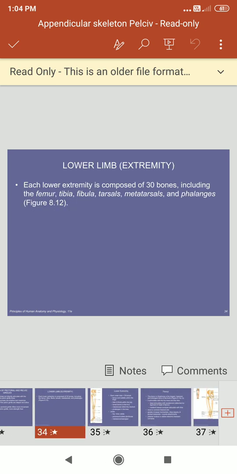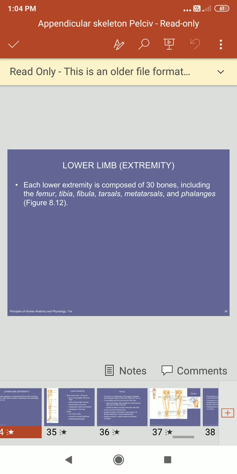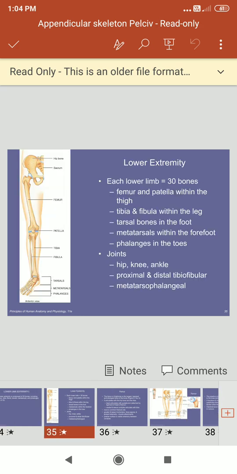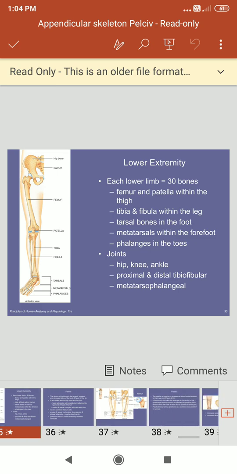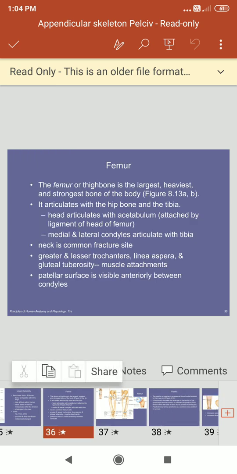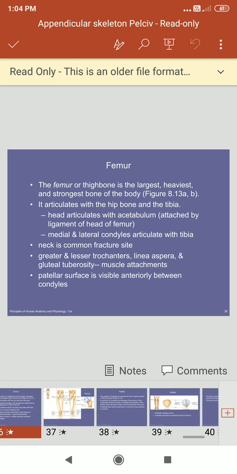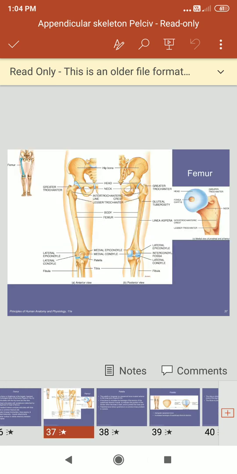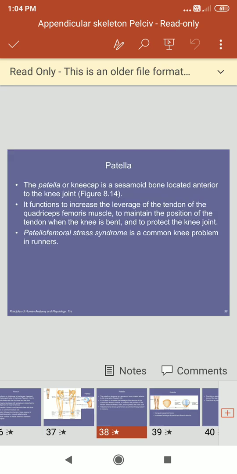This is the lower limb extremity, with 30 bones present. See, this is the lower extremity of the joint and lower limb. The femur or thigh bone is the largest, heaviest and strongest bone of the body. The neck is a common fracture site, with the greater and lesser trochanters. You can see this femur, how the structure looks.